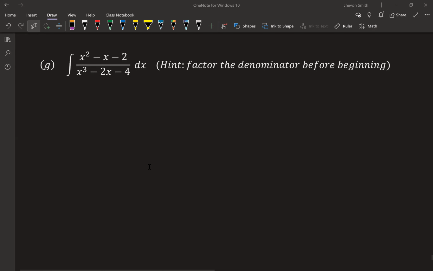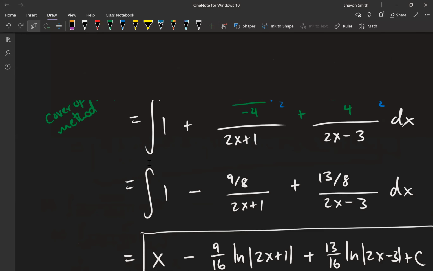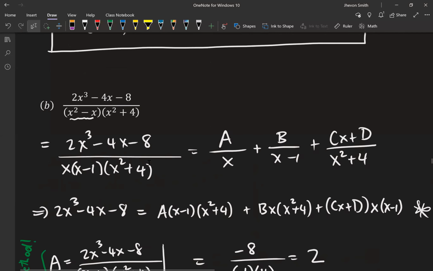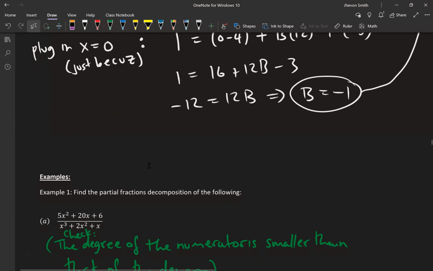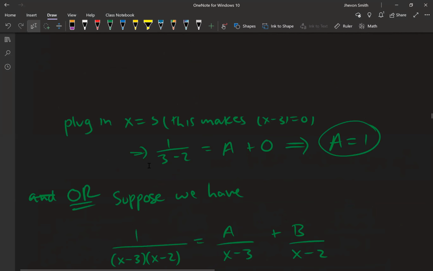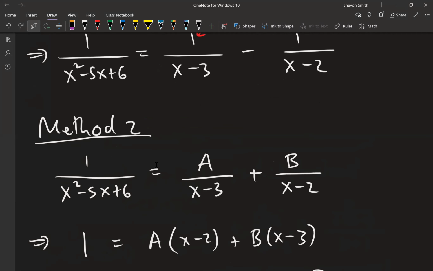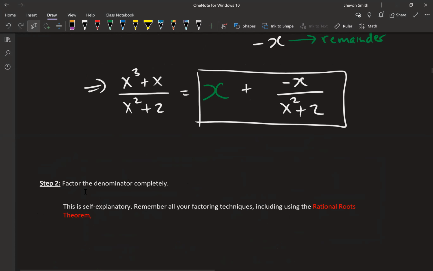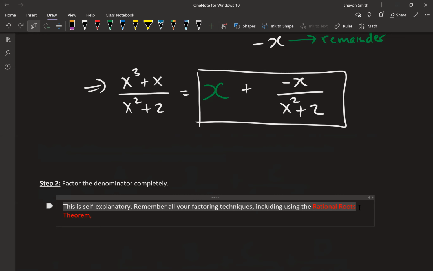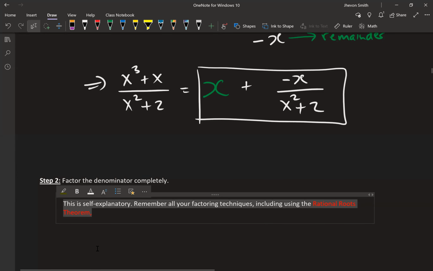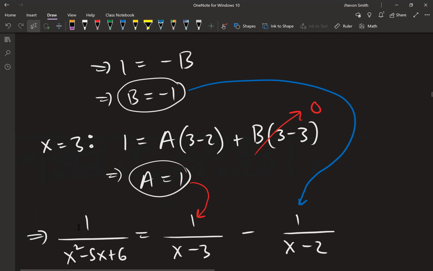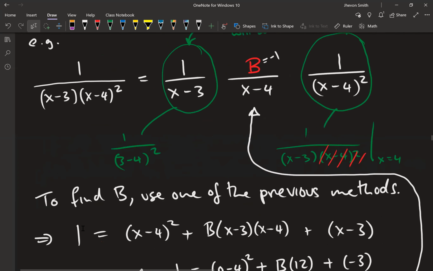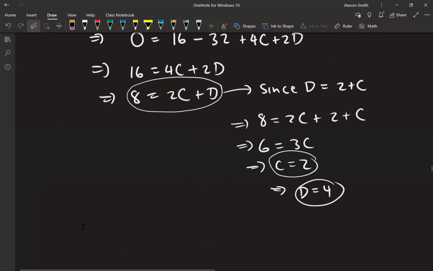Okay, so going back, there was a point up here where I mentioned something. Let's see. It was in red. Here. Factor the denominator completely. Pretty much self-explanatory, but you need to remember all your factoring techniques, including the rational roots theorem. That's what we need here, rational roots theorem. Now that I said that, did anyone look that up? Do you remember how that works?